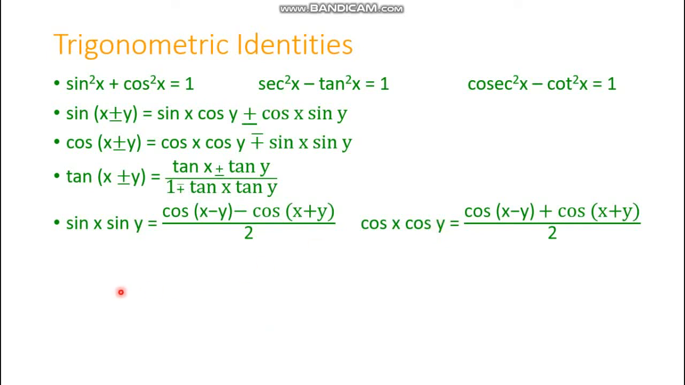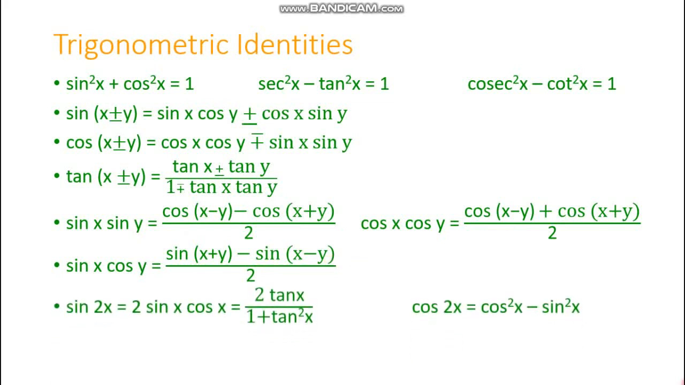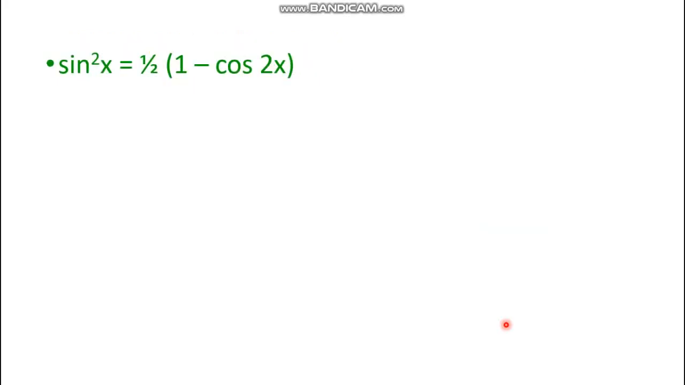Okay, now if it is sine x sine y, then the result is cos of x minus y minus cos of x plus y, divided by 2. For cos x cos y, it is cos of x minus y plus cos of x plus y, divided by 2. For sine x cos y, it is sine of x plus y plus sine of x minus y, divided by 2. For sine twice x, it is twice sine x cos x, or it is also equal to twice tan x divided by 1 plus tan square x. And for cos twice x, it is simply cos square x minus sine square x.